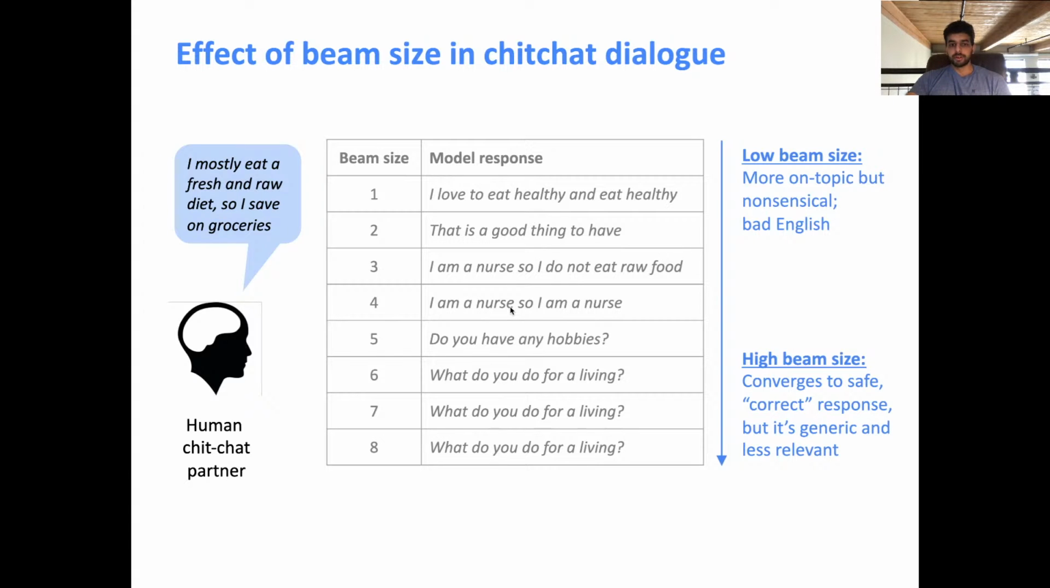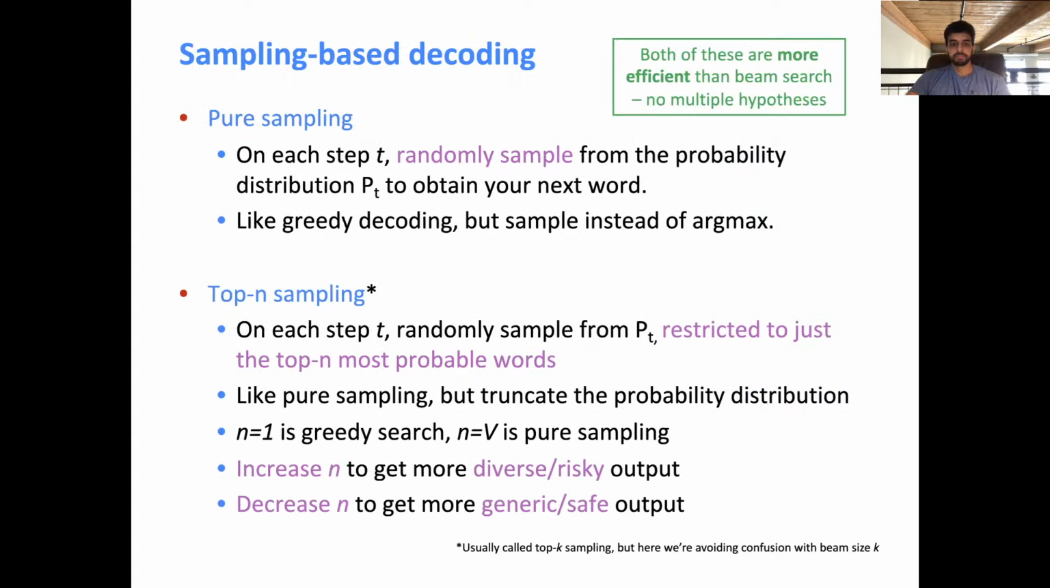With a beam size of 4, I am a nurse, so I'm a nurse. I mean, no one would say this in response to this input. And you can see that as I increase the beam size, I get more grammatical and less repetition, but I kind of diverge from the topic. So, do you have any hobbies? Just ignoring this input. What do you do for a living? And so on. This is a known phenomenon with these kinds of open-ended generation problems. We really don't like using beam search for these tasks and prefer the sampling-based approaches. So let's take a look at some of the sampling-based outputs.